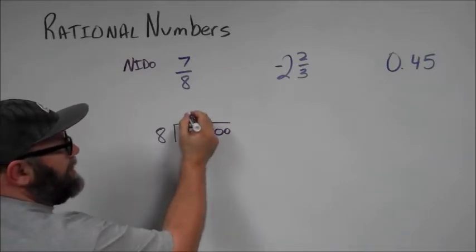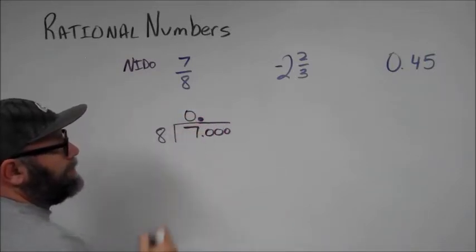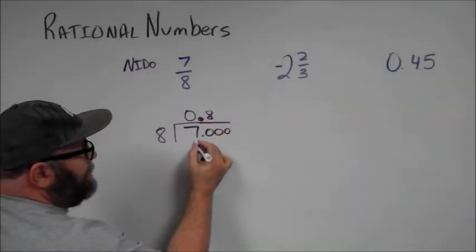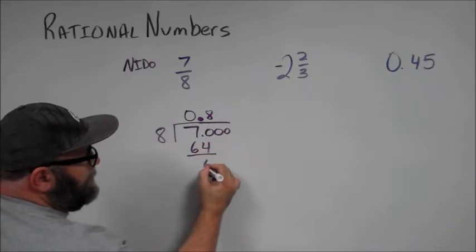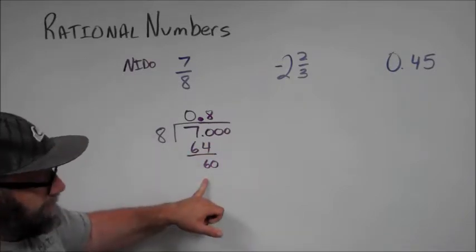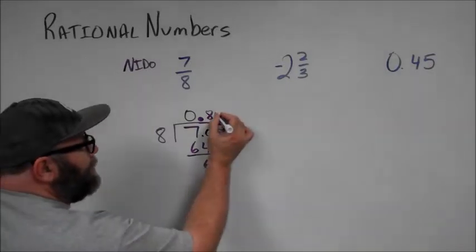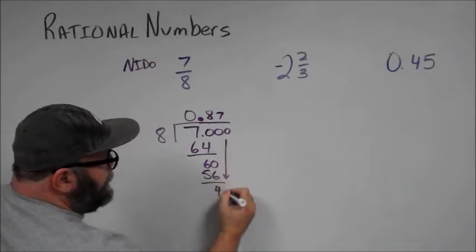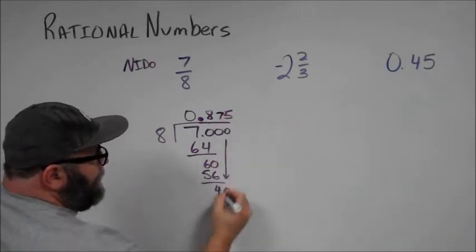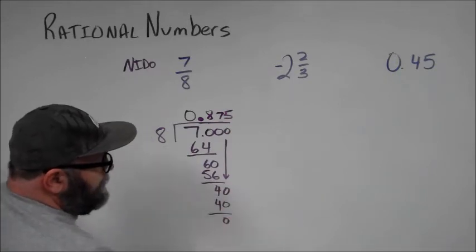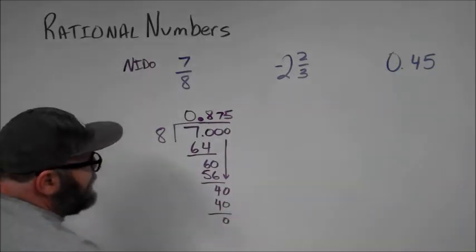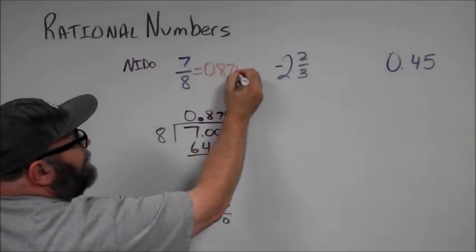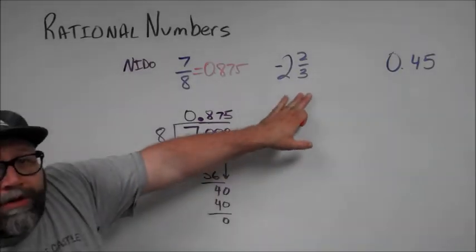So how many 8s go into 7? 0. I put my decimal there to remind myself there's a decimal. How many 8s in 70? There's 8 of them, so that's 64. 6 remaining. How many 8s in 60? 7 of those. So that's 56. 4, let's bring that 0 down here. 5 gives us 0. So what we found was the decimal equivalent for 7/8 is 0.875. All right, let's try this one.